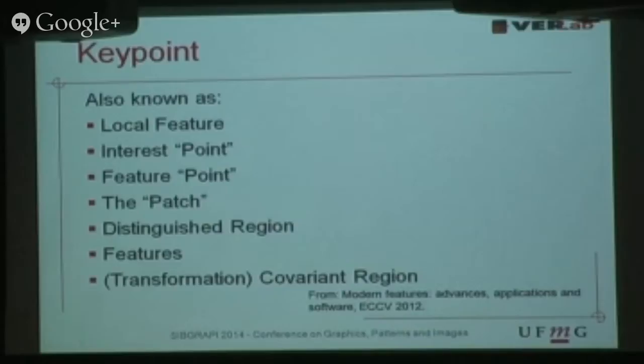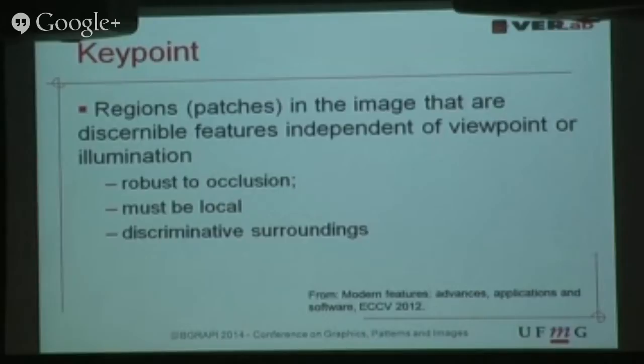Now, as a matter of fact, when you talk about a point, a key point, we think about a point in geometric terms, but that's not actually the case. We wish it were. But the point, no pun intended, is that you should check the region around that interesting point. And that's what makes it become discernible or distinguished. So you want to have a patch that makes that point distinguishable. In other words, anywhere you see that, you're going to know that it refers to the same point, right? So it has to be robust to occlusion. Should be local. We're talking about local detectors and descriptors, and should have discriminative surroundings.